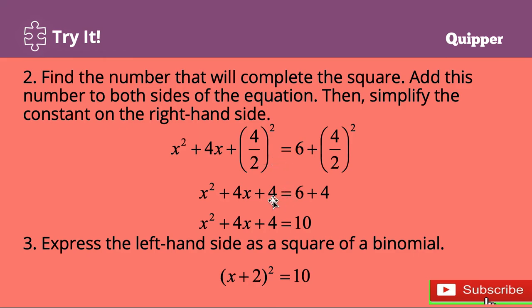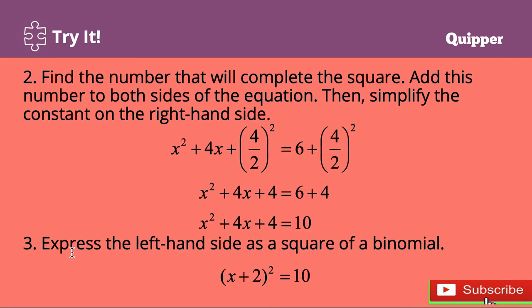So we have here 4, and to the other side 6 plus 4 over 2 squared. 4 over 2, that is just 2, then the square of 2 is 4. Then 6 plus 4 is equal to 10, then just copy this one.